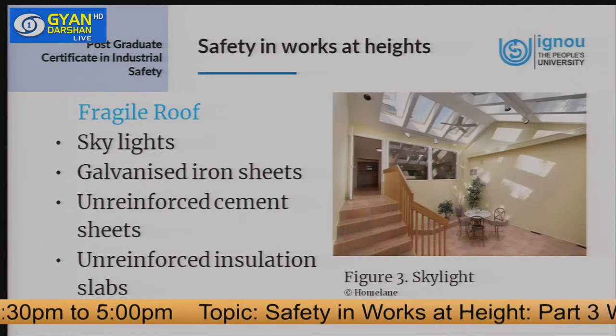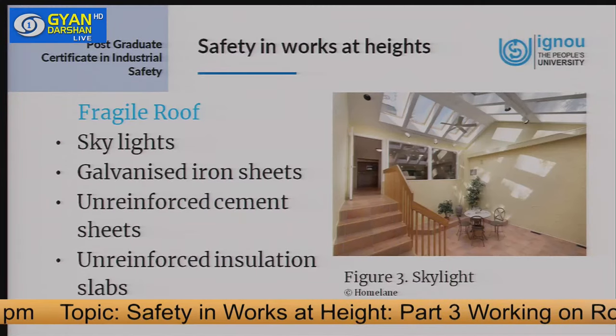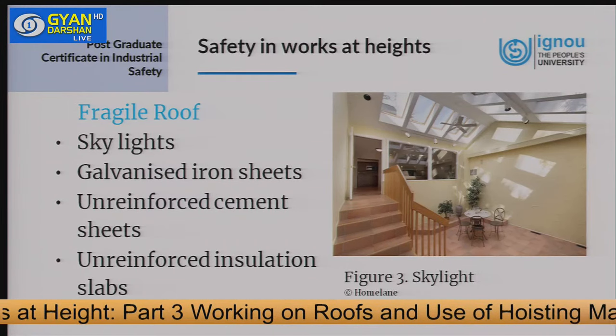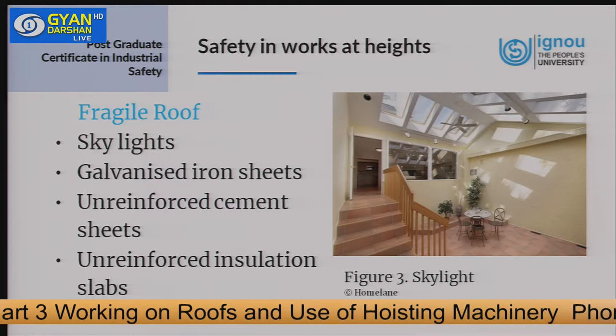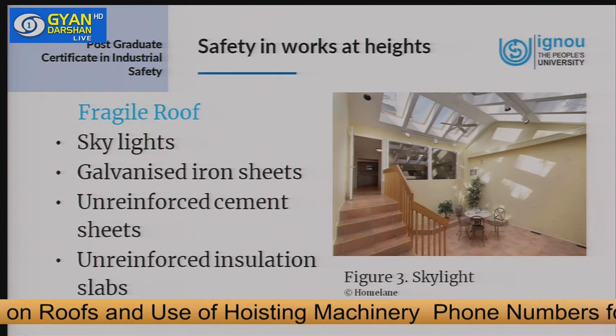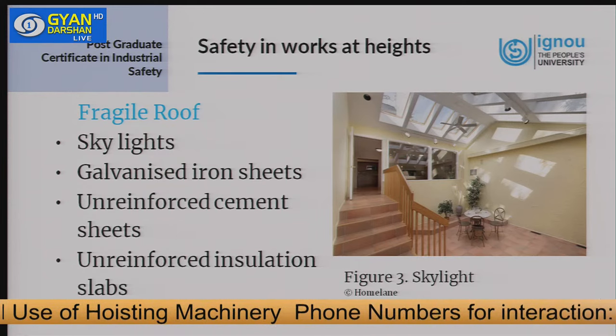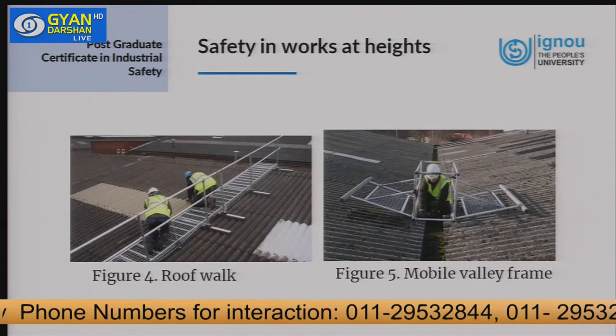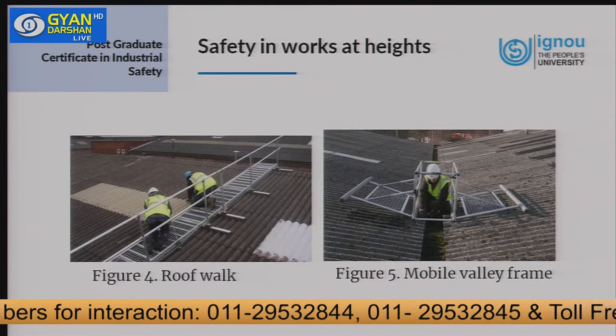So that's a figure on the screen. You can see the figure of a skylight, what I was talking to you about. There is a glass structure which allows daylight into the building. Whenever you work on these roofs like this, there is a risk of the roof falling off. And so we need to have additional protection mechanism while working on fragile roof. Now, how do we do that? On the screen, you can see two mechanisms.